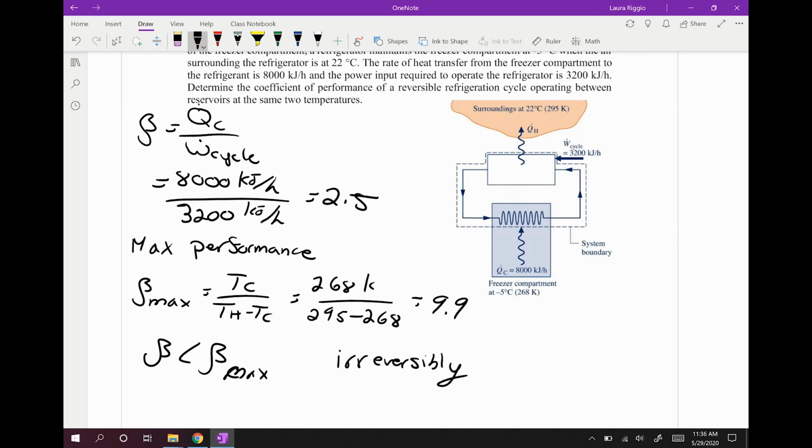There are many more examples in the lecture notes for you to review and us to go over during class time. In our next lecture, we're going to go over Carnot cycles, which will bring us to the end of chapter 5.